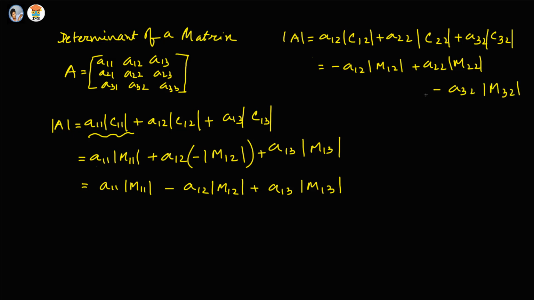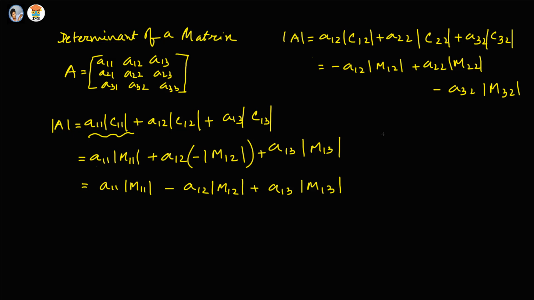Now here, why do we have a minus sign? Because the element here is A32. So 3 plus 2 is an odd number, so the cofactor will be the negative of the minor.